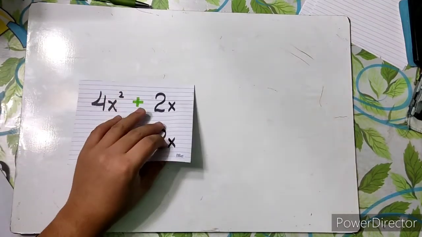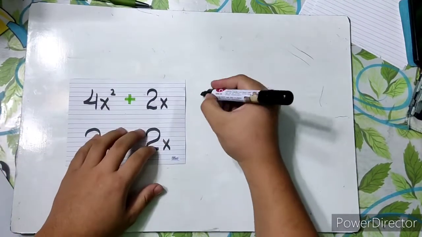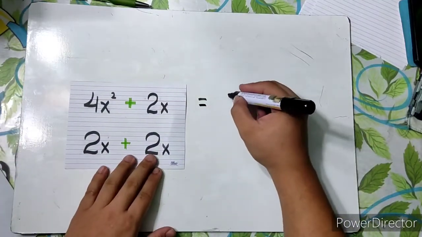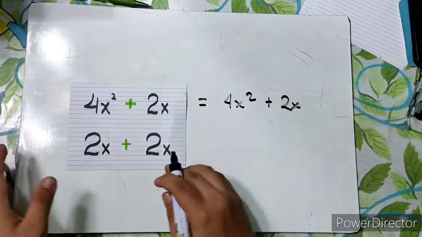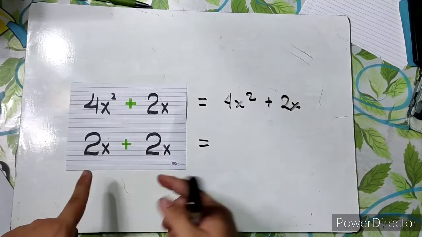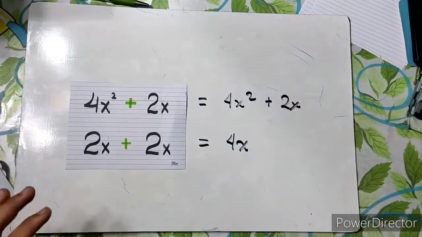First is in adding or subtracting monomials, we add or subtract only those coefficients with the same or similar variable and exponent. We have this example here. We have 4x squared plus 2x. Since they have different exponents, they can't be added. So it still stays as 4x squared plus 2x. But the second one, it has the same exponent, so this can be translated into 2 plus 2 or 4, then we'll copy the variable.